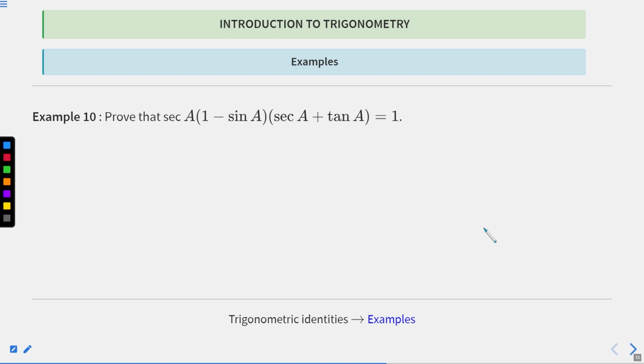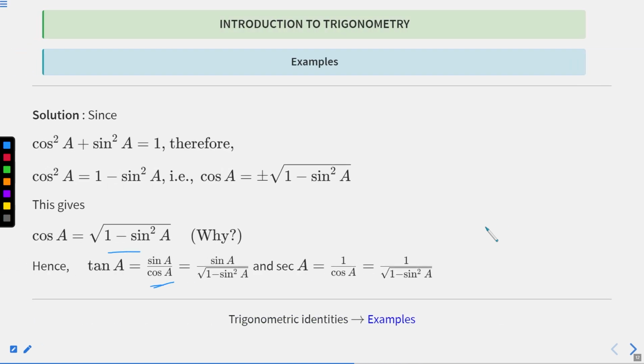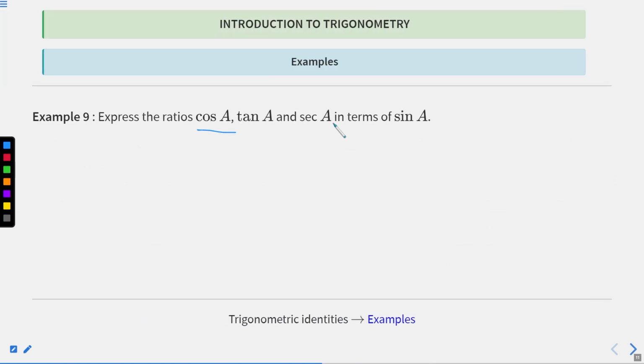And so here we express the ratio cos a in terms of sin a as cos a is equal to square root of 1 minus sin square a, and we express the ratio tan a in terms of sin a as sin a by cos a, this is equal to sin a by square root of 1 minus sin square a. And here we have expressed the ratio sec a in terms of sin a as sec a is equal to 1 by cos a, this is equal to 1 by square root of 1 minus sin square a.